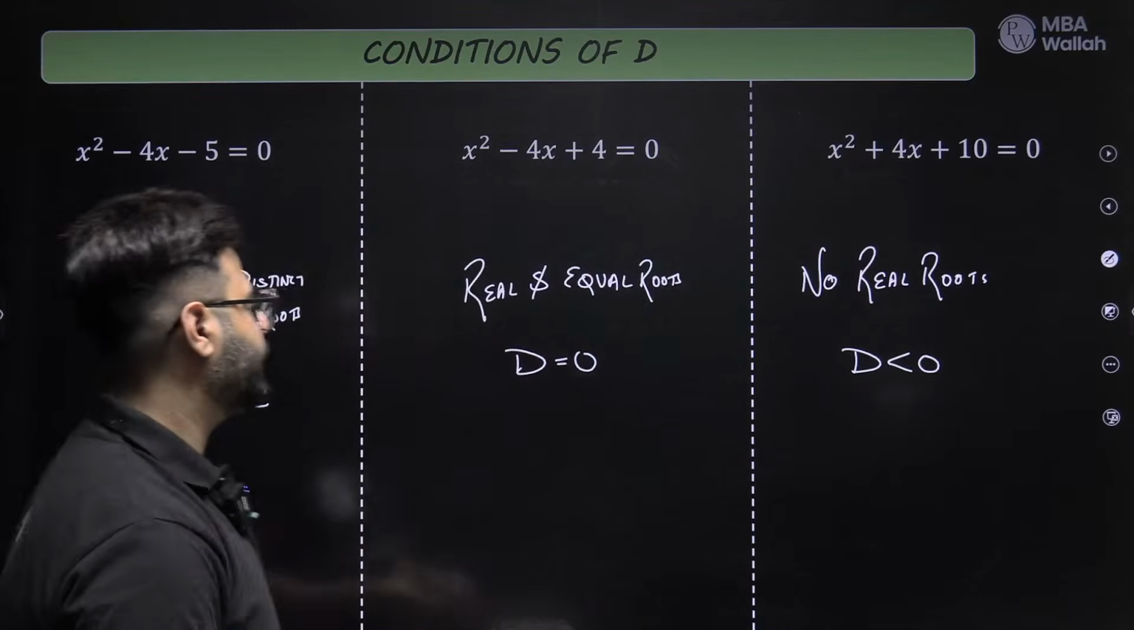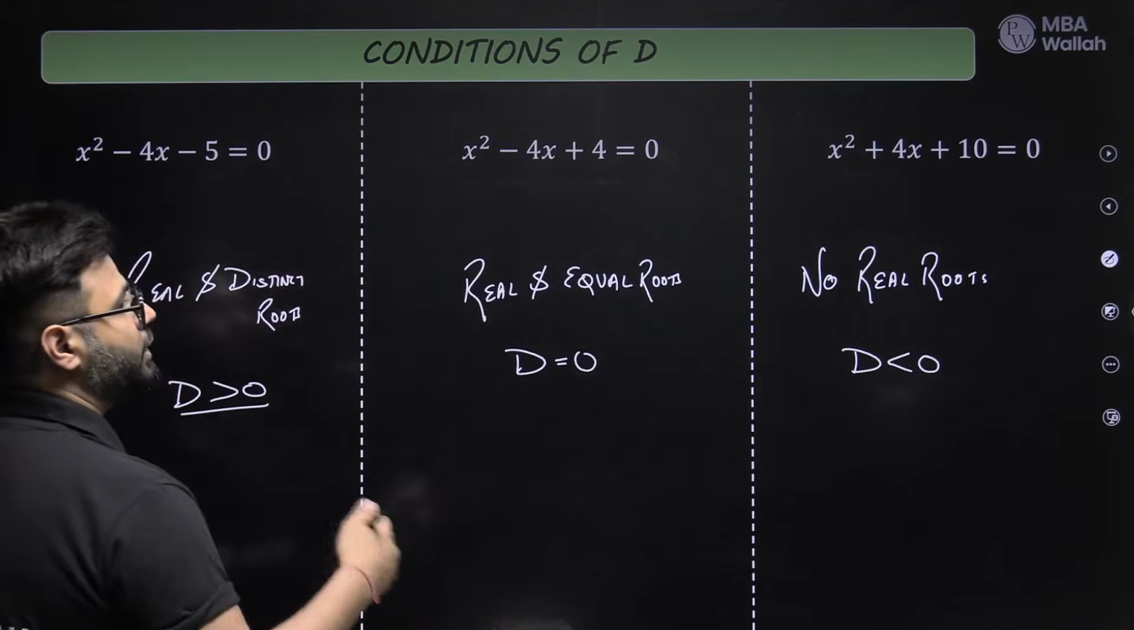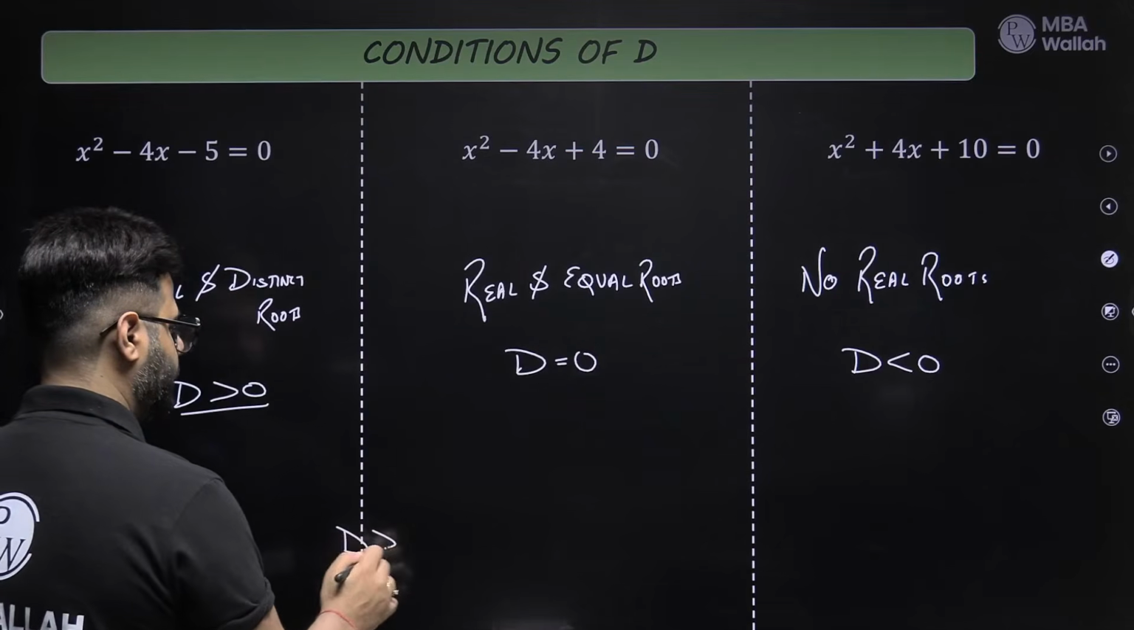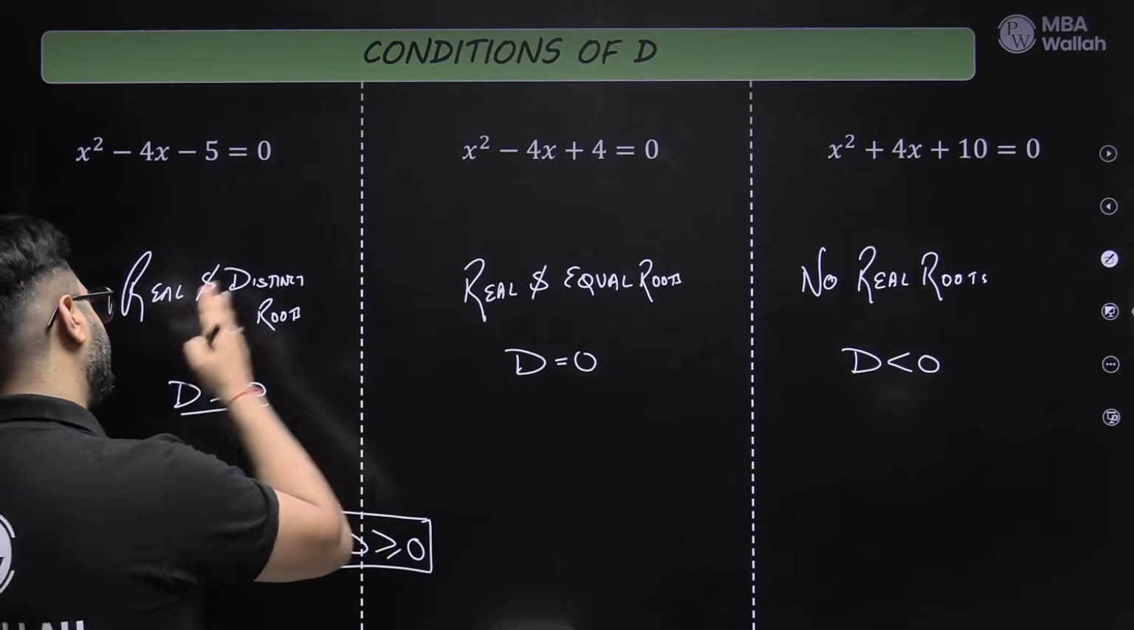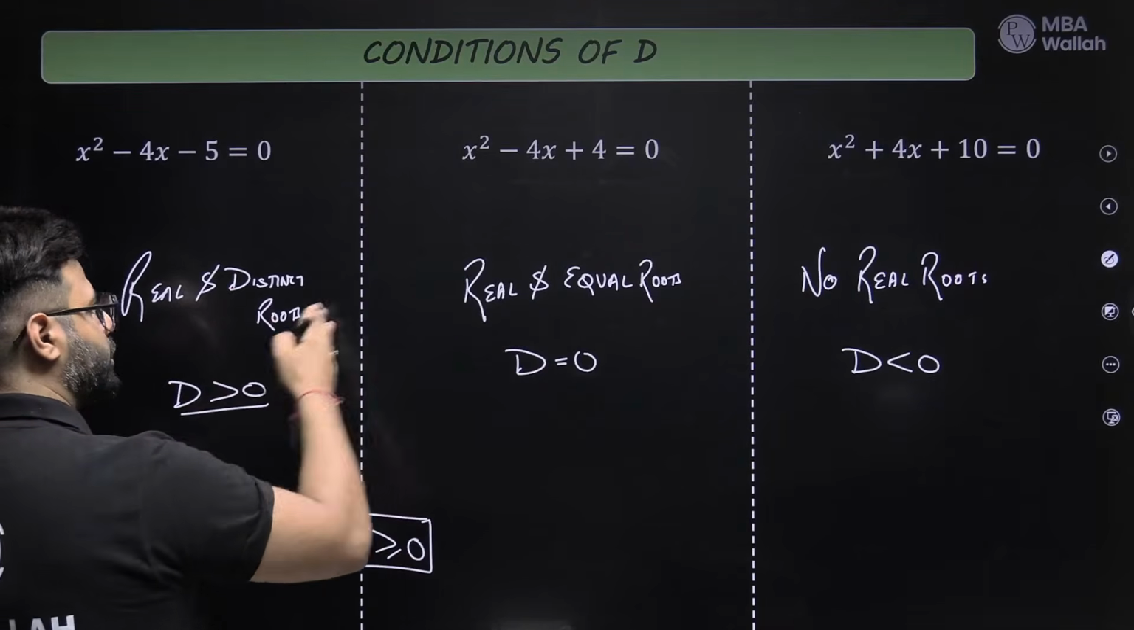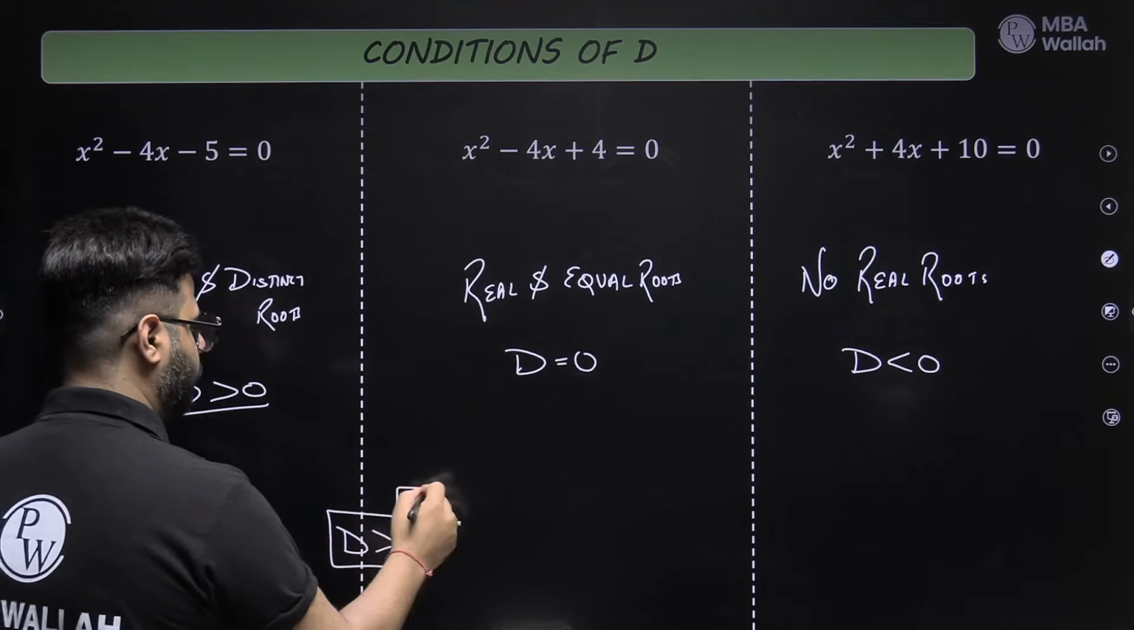Yes, d greater than or equal to 0, right? If the question says real roots, you will say d greater than or equal to 0, because that is in the middle. Here also you get real, here also you get real. Here real distinct, here real equal. This is for real roots.